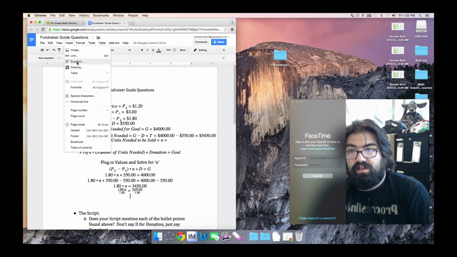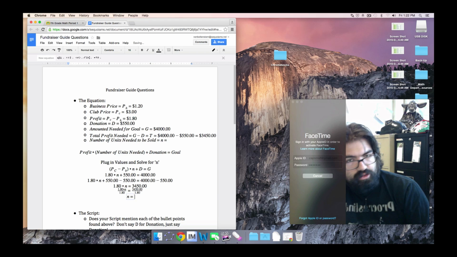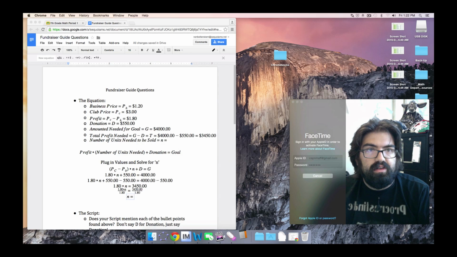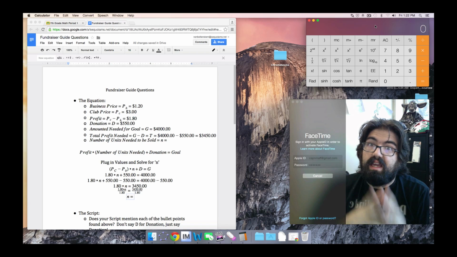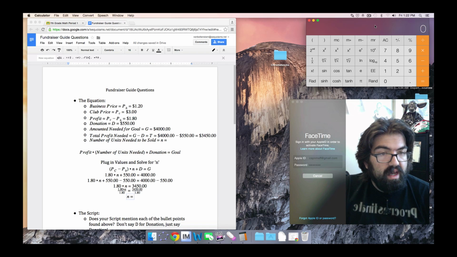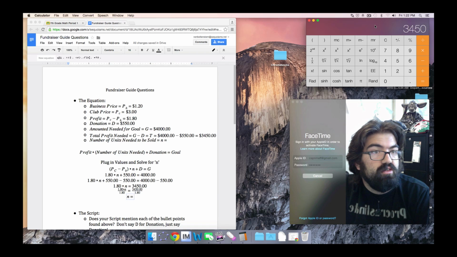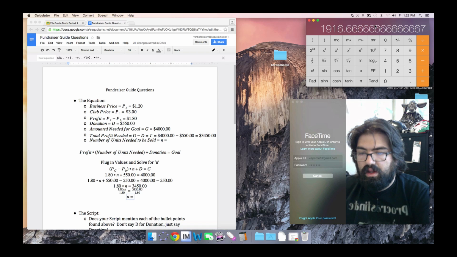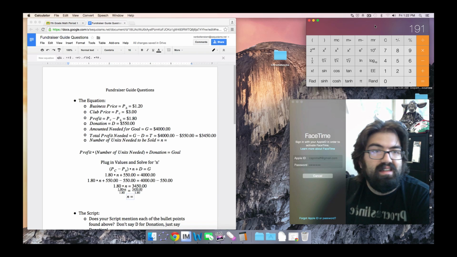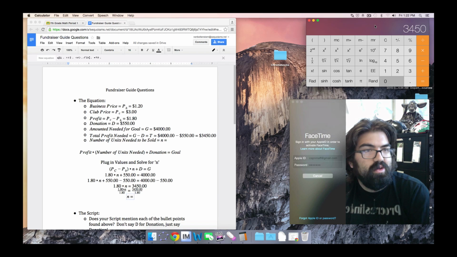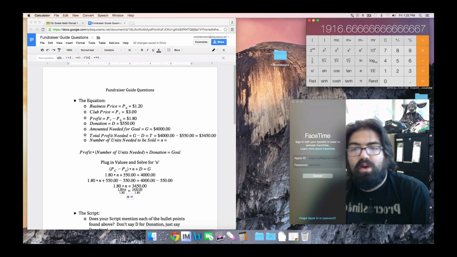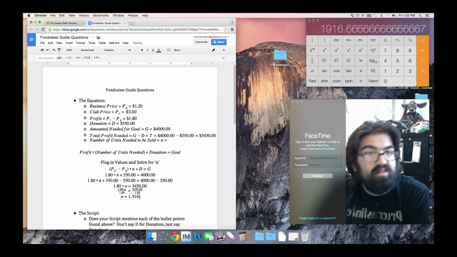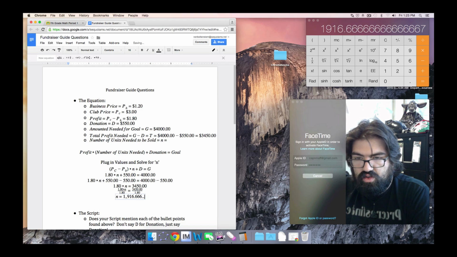I'm going to insert equation. So now I just have n equals, and at this point, we've got calculators on these computers today, and this project is more about you making the equation. So I'm totally fine with entering that in as an equation. 3,450 divided by 1.80 is 1,916. I just had it right there and I decided to rewrite it. So right here on my equation, I'm going to put 1,916.6666 forever.